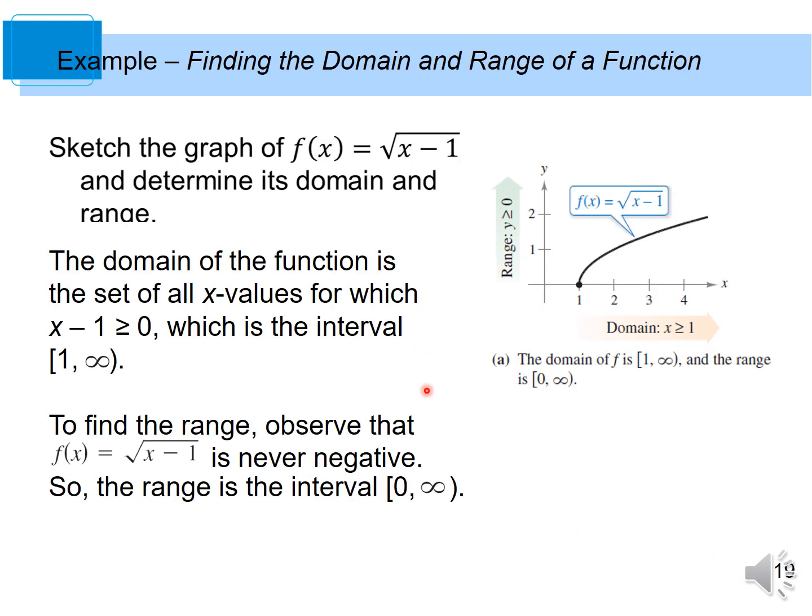The example of radical function: sketch the graph of f(x) = √(x − 1) and determine its domain and range. The domain of the function is the set of all x values for which x − 1 ≥ 0. So you solve. You bring the negative 1 to the right side so that you will have x ≥ 1. Then you can write it in bracket notation.